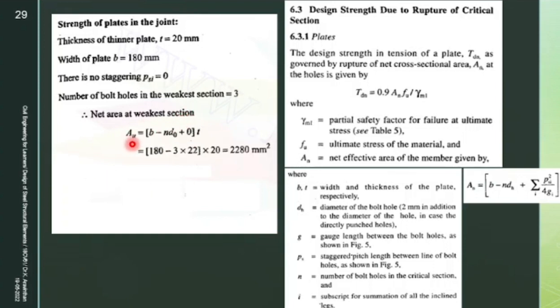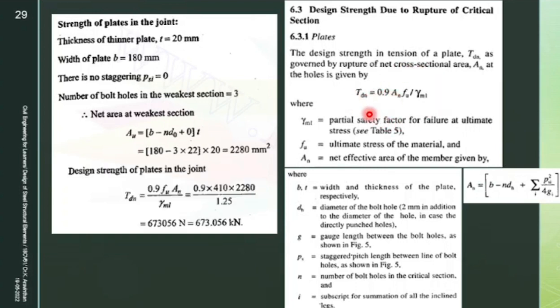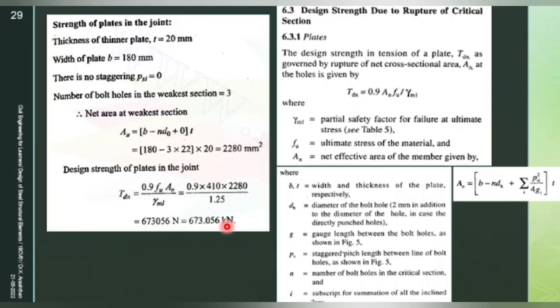No. Hence you can take it as 0 and you only need to find (b minus n d_h) t. You know b is 180, n is 3, the diameter of hole is 22, and the thickness of the plate is 20. You multiply all the components and you get the area, 2280. Now if you multiply all the components for the net area, you will get 673 kilonewton. Now you have found the plate strength, how much force the plate can carry.